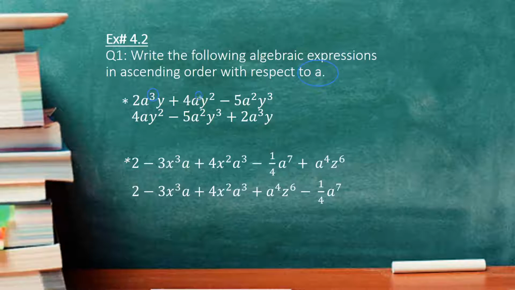Here the degree of A is nothing mentioned. Nothing mentioned, that means it's 1. Okay? It means 1, not 0. It means 1. Okay? Acha.